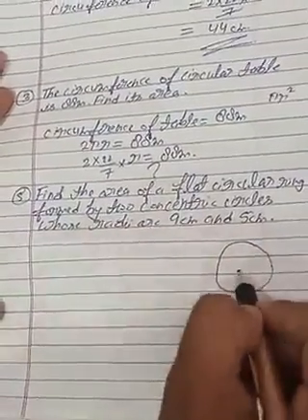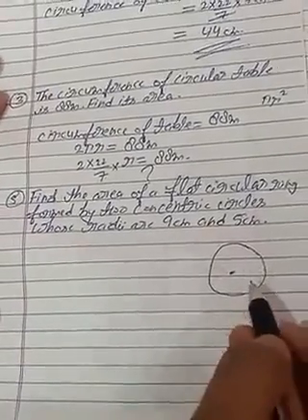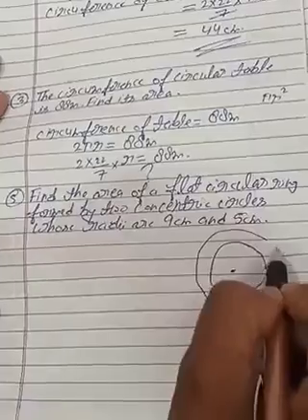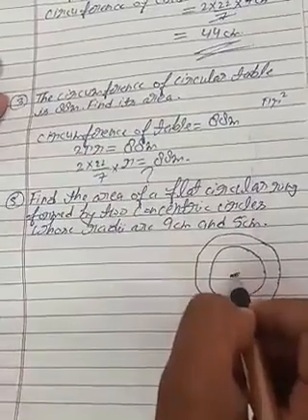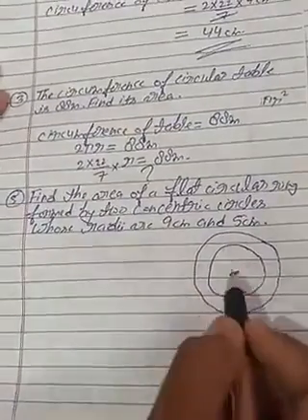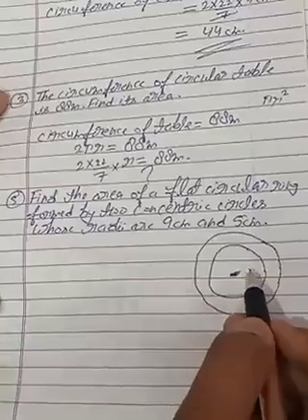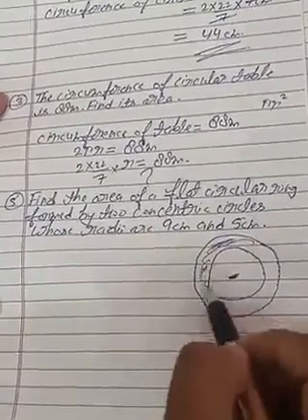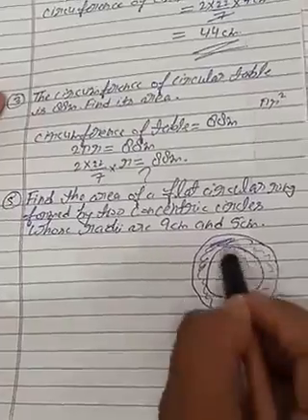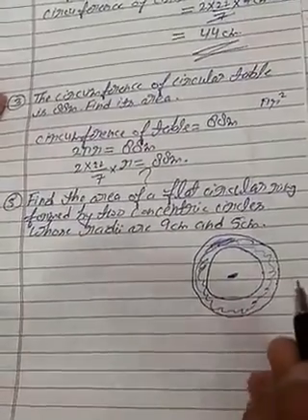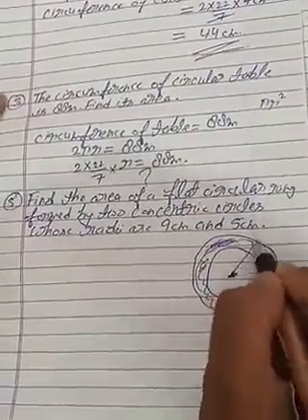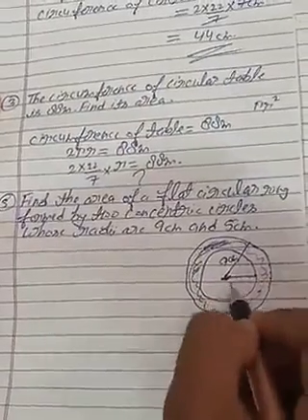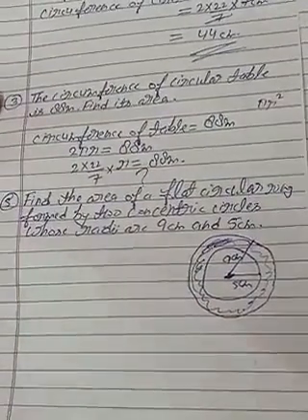It is drawn from this center. The same circle will be drawn from the center like this, means the center is the same. So these two circles are concentric circles. So we have to find this area. This area we have to find. So radii are given. This radius is 9 centimeter and this radius is 5 centimeter.